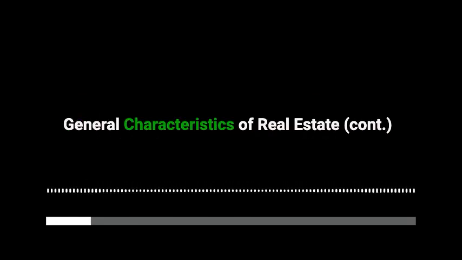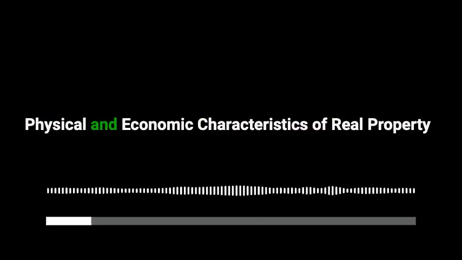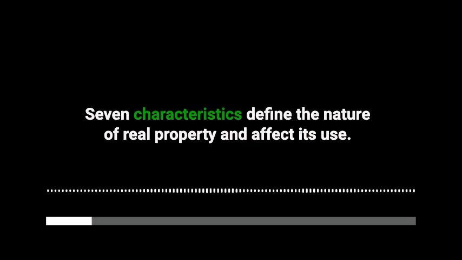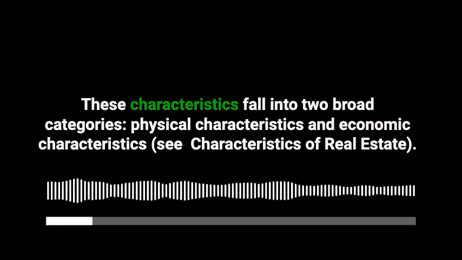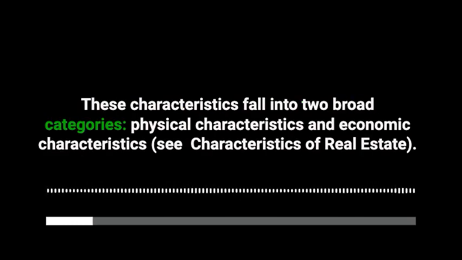General characteristics of real estate. Physical and economic characteristics of real property. 7 characteristics define the nature of real property and affect its use. These characteristics fall into 2 broad categories: physical characteristics and economic characteristics.